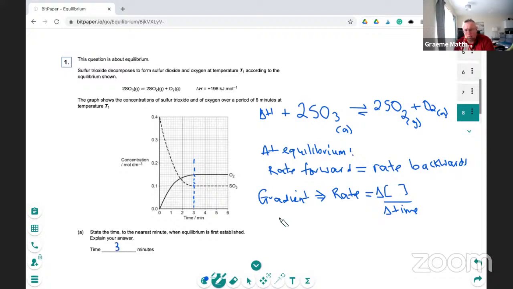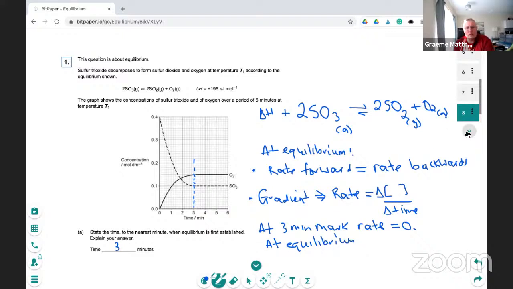If I was going to explain this one, I would say the rate at equilibrium, the rate forward equals the rate backwards. And you know that the rate is change in concentration over change in time. So at the 3-minute mark, it doesn't matter which one you pick, the rate is equal to 0, which means that you're at equilibrium. This is when equilibrium is established. Right, so that was easy.